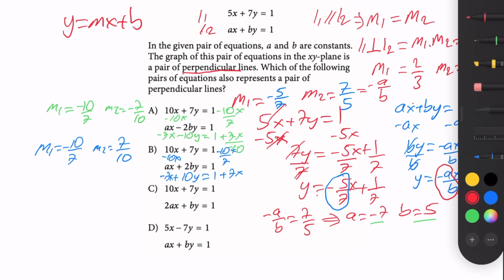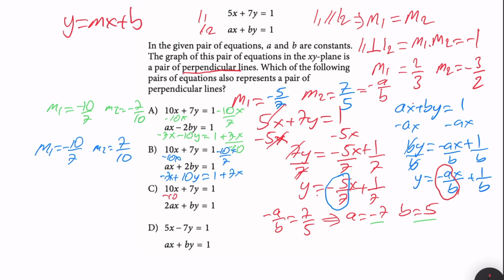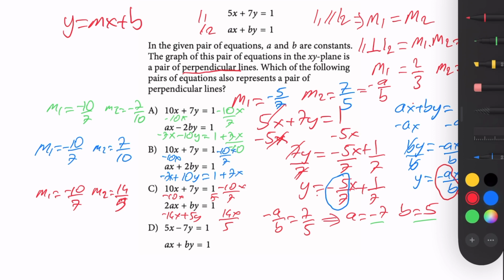For choice C, we have -10x again. You got used to this now. When you divide by 7, m1 is -10/7. If I put -7 in here, this will be -14x plus 5y. If you add 14x to both sides and divide by 5, m2 is 14/5. They're not even multiples or reciprocals of each other, so we can just go ahead and eliminate that choice.